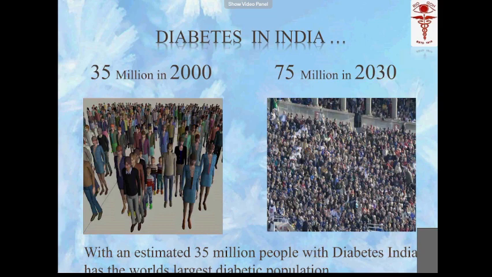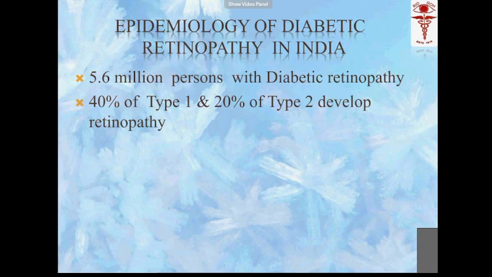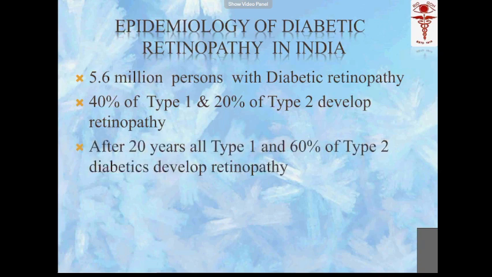Both type 1 and type 2 people are prone to diabetic retinopathy. Of this, type 1 is much more prone than type 2. Also, the duration of diabetes is very, very important. After 20 years of diabetes, almost all persons with type 1 and approximately 60% of persons with type 2 diabetes will develop a retinopathy.